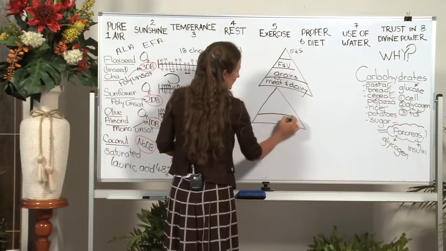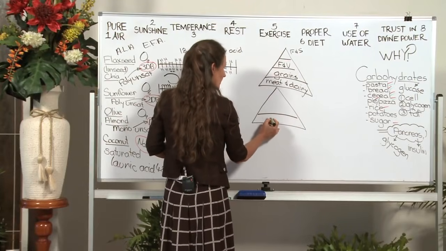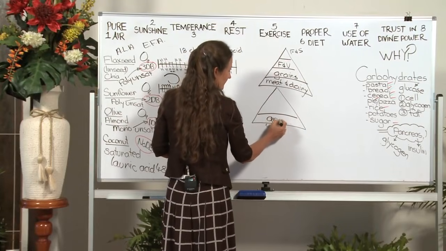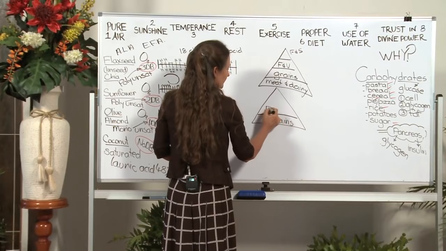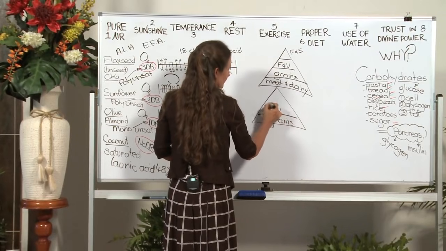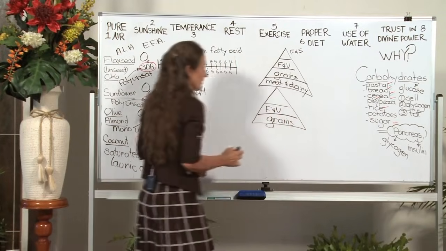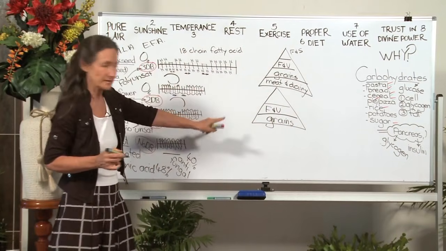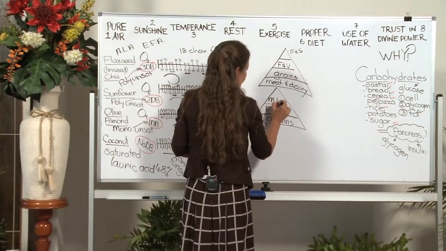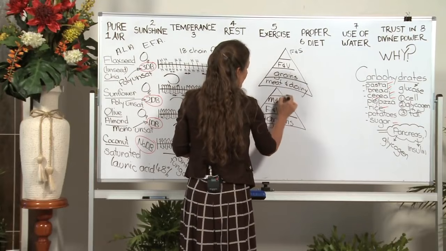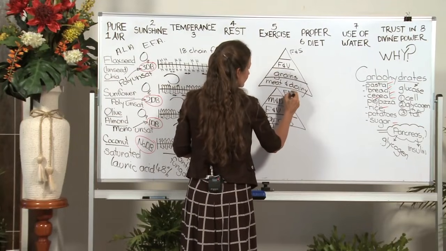And so the triangle was changed. On the bottom, they put grains. Next, they put fruit and veg. There's a lot of research that's been around for a while showing the value of all the minerals that are found in the fruits and vegetables. And then the meat and dairy. And then right up the top, the fats and sugars.